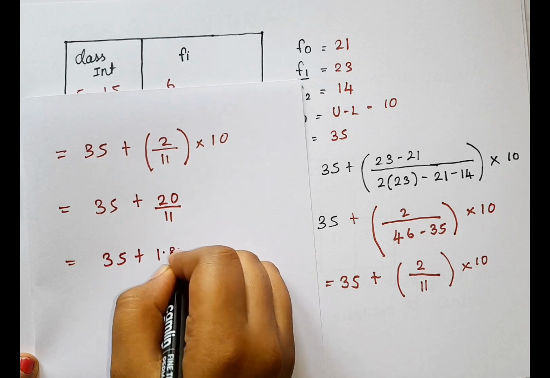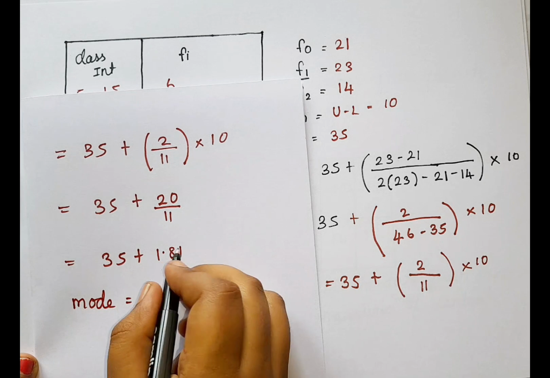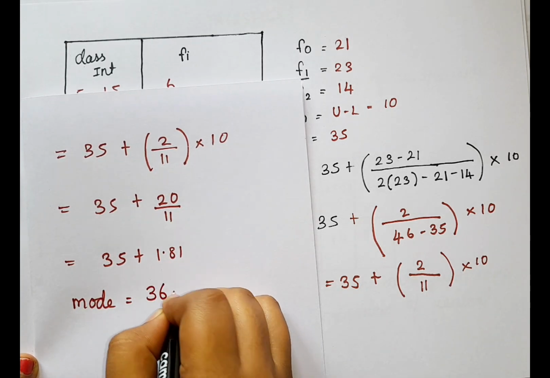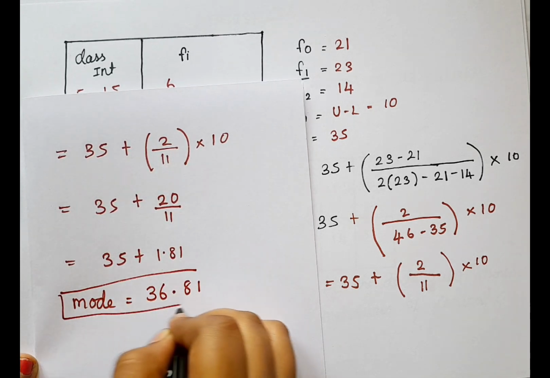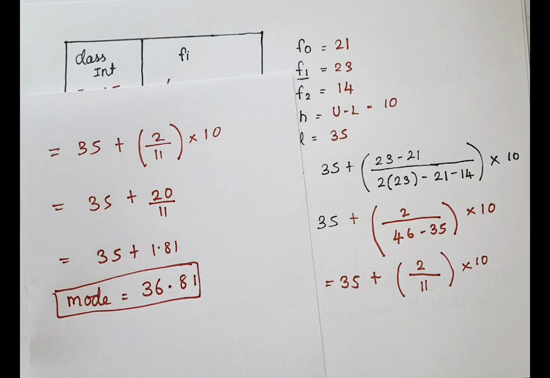It is 1.81. So what is going to be our mode? The mode is going to be 35 plus 1.81, which is 36.81. So this is going to be your answer for the mode. Since we are supposed to find the mean as well, now let's find the mean.